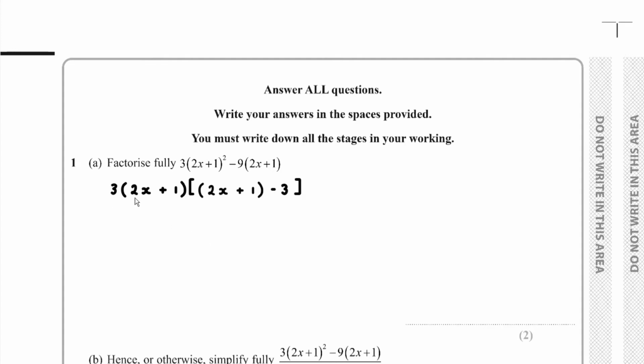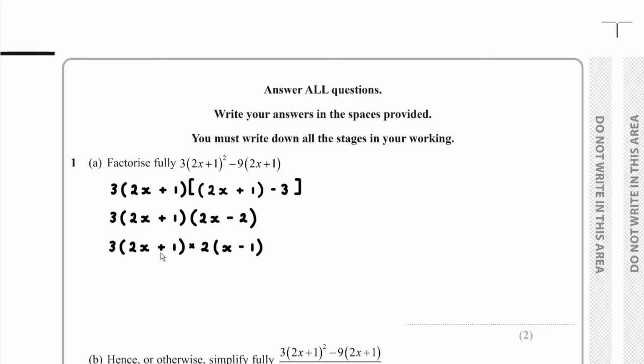So we have 3 multiplied by (2x plus 1) multiplied by (2x plus 1 subtract 3). And 2x plus 1 subtract 3, that is 2x subtract 2. So we have 3 multiplied by (2x plus 1), and if we consider this 2x subtract 2, we can factorise out a 2, and then inside a bracket we'd have x subtract 1. 2 multiplied by (x subtract 1) gives us 2x subtract 2.